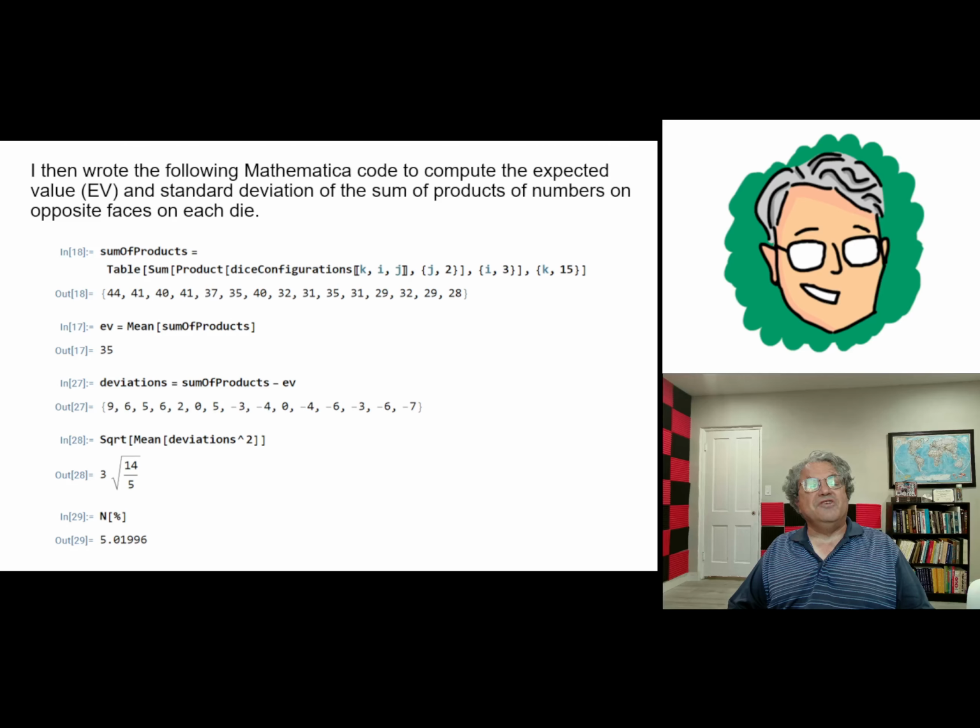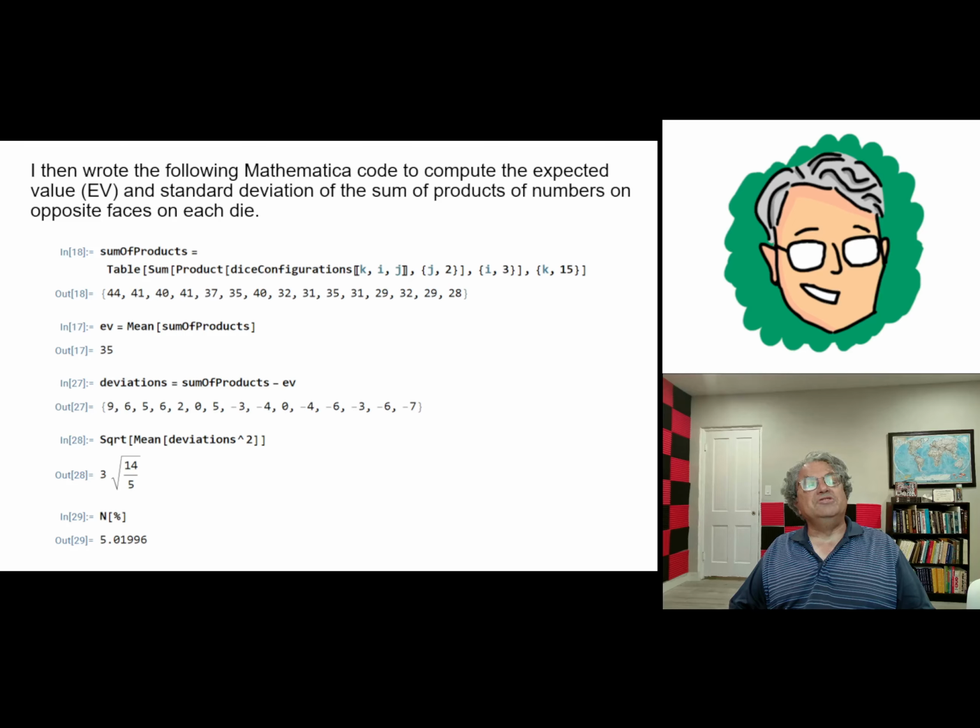The sum of these numbers is 525. Divide that by 15 and you'll get 35. So that is the answer to the first part of this problem: the mean, the expected value of the sums of the products of the numbers on the opposite faces of the dice, is 35. Note that for the standard one, the sum of the products is just 28, though. As a matter of fact, I think that's the minimum possible.